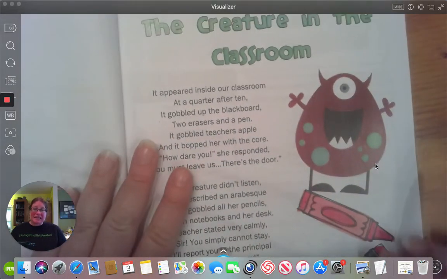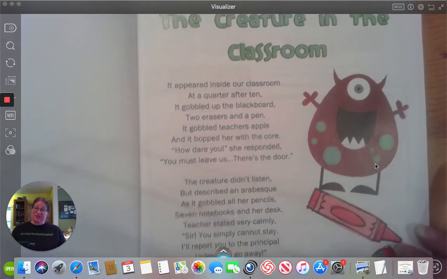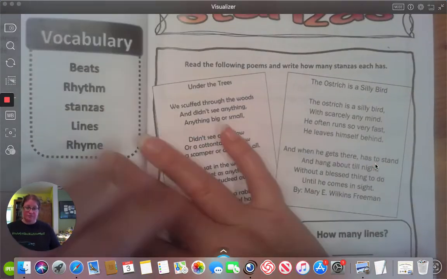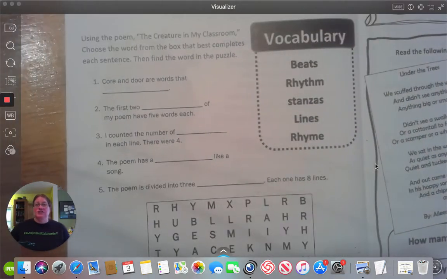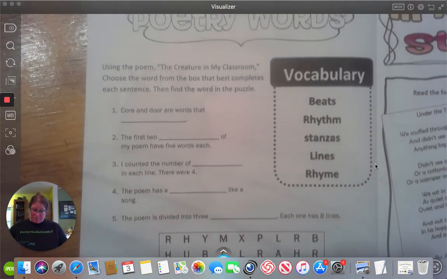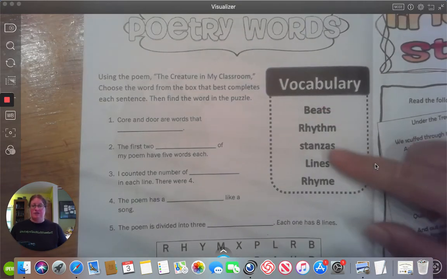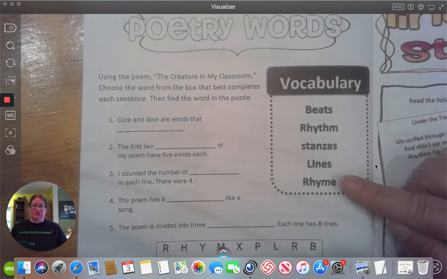I'm including this reading for Creatures in the Classroom on a separate video, but we will be using this for the next worksheet. So let's walk through poetry words. If you've noticed the vocabulary box on the right-hand side, we're going to be plugging it in. That's right, we're going to use our test-taking strategy to complete this page.